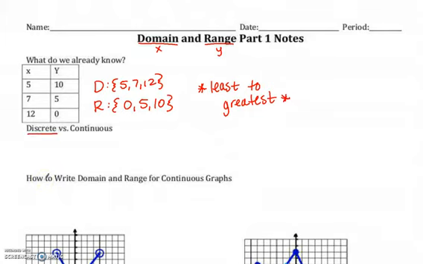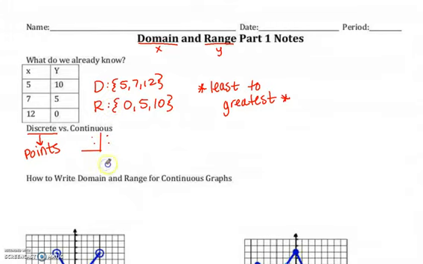Okay? We've been doing discrete domain and range. And discrete is points. If you're given certain points on a table or certain points on a graph, that's discrete. So don't draw this, but previously I've given you something like this. And there would be dots, and you would have to list out the points, and then the x values would be domain and the y values would be range. That's discrete, just points. Okay?